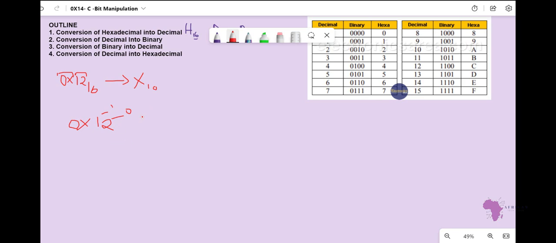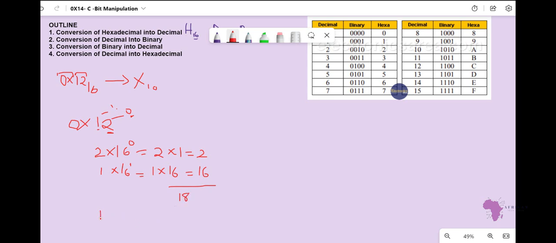To get a decimal number, we multiply a given number, for example 2, by the base. Our base in this case is 16, because the base of that particular number is 16, raised to the power of its position. The position is 0, so power 0, which gives 2 multiplied by 1, which is 2. Let's get the second number, which is 1. So 1 multiplied by 16 raised to the power of its position, 1, which is 1 multiplied by 16, which gives us 16. Now the total gives us 18.